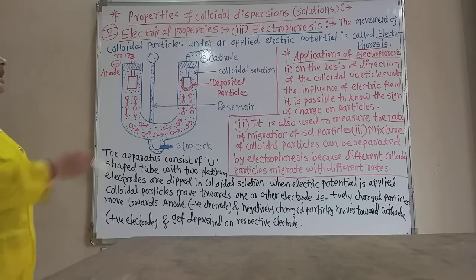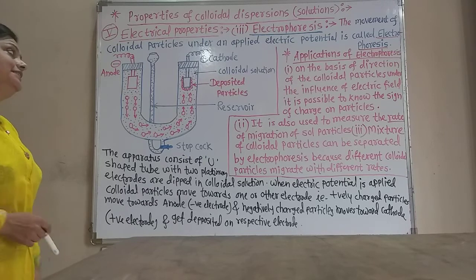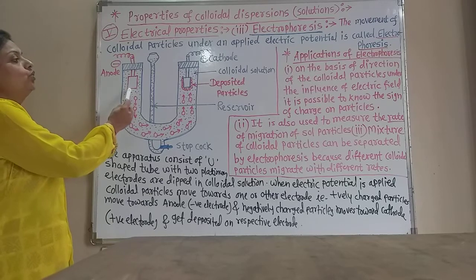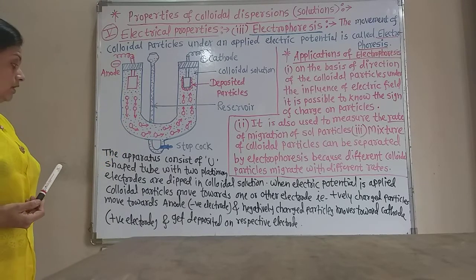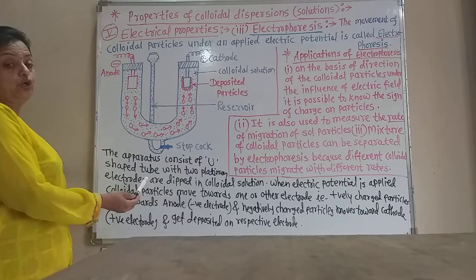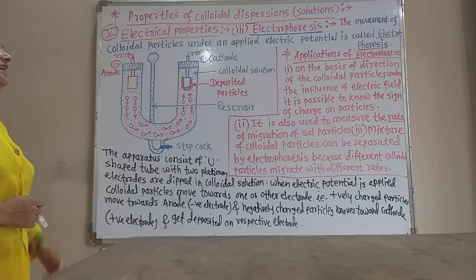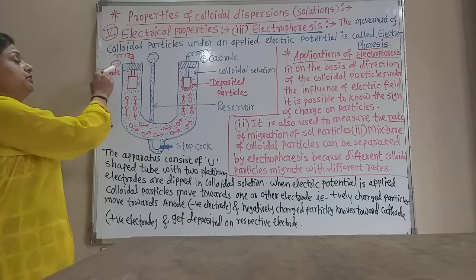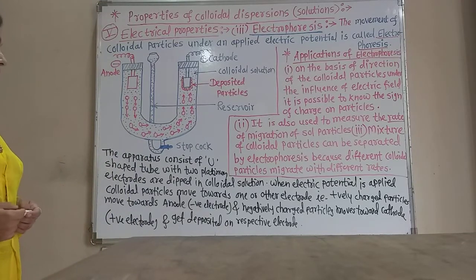Now this is the apparatus which is used for the electrophoresis. This is the U-shaped tube in which the two electrodes are dipped. The apparatus consists of a U-shaped tube with two platinum electrodes dipped in the colloidal solution. When electric potential is applied between the negatively charged anode and the positively charged cathode, then what happens?